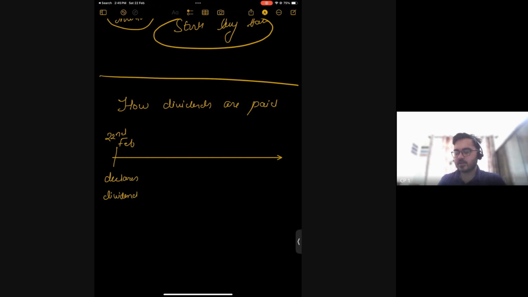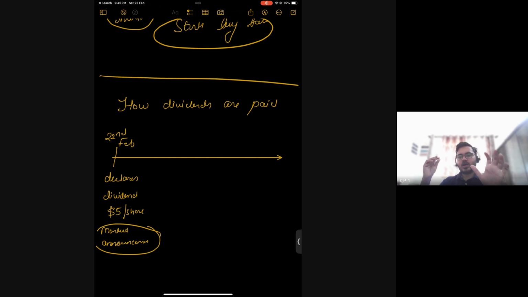So the board will say that I have declared a dividend of, say, suppose $5 per share. And this is usually by way of a market announcement. So the board of directors of a company on a specific day will say that on 22nd of February, I declare a specific dividend to the individuals, right?